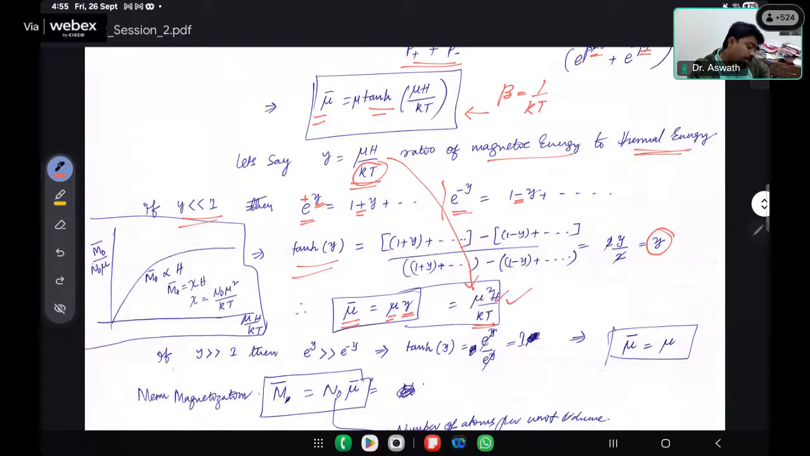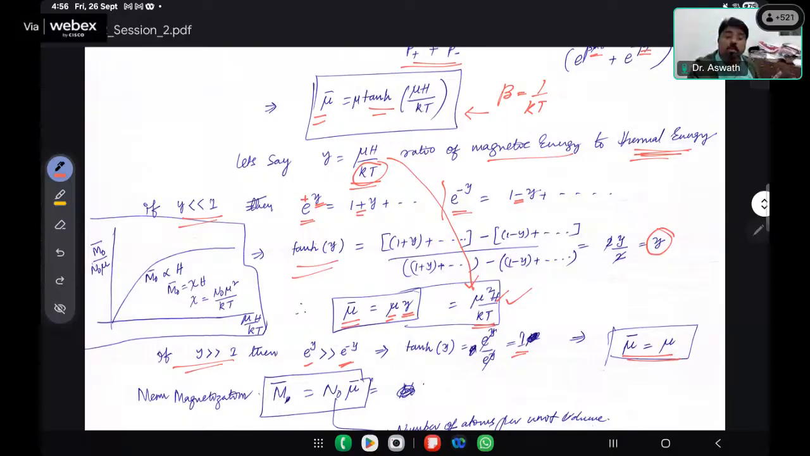If y is larger, the other way around, what is that? Magnetic energy is much larger than the thermal energy coming from the surrounding. So I have isolated perfectly, the applied magnetic field is larger, and the energy coming from the surrounding is very small. In that case, what happens? E to the y is much larger than E to the minus y. So tanh simply becomes 1, and the mean magnetic moment simply becomes mu.